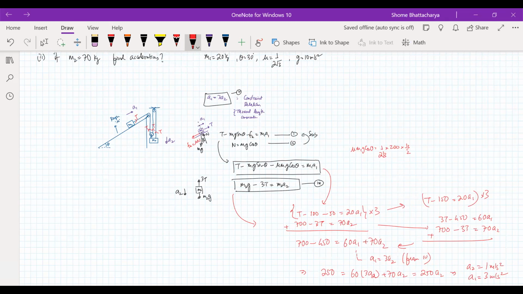So these type of questions can be the slightly trickier questions at your competitive exam level, where concepts from friction, limiting friction, as well as constraint relation with system of pulleys is being put.